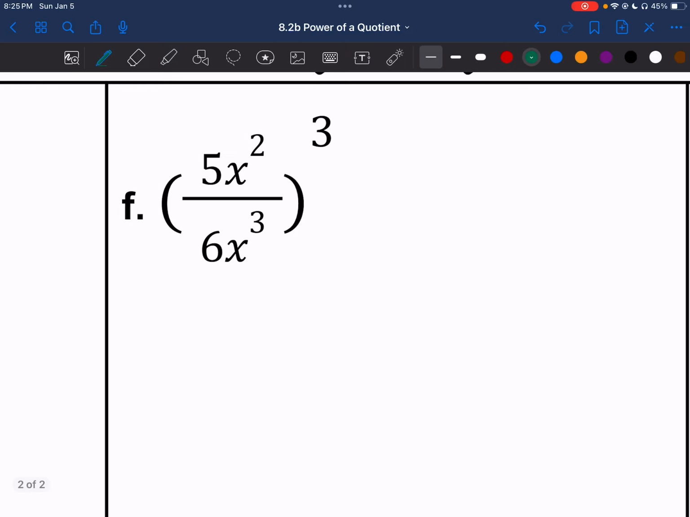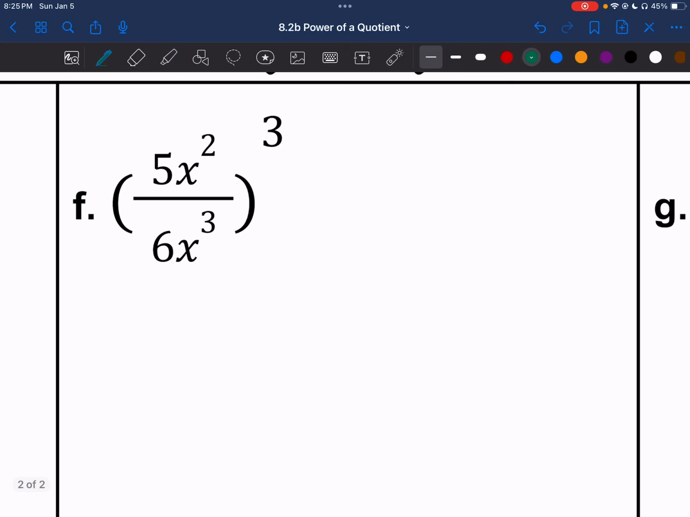Right. Letter F. We have 5x squared over 6x cubed, all to the third power. Again, I'm going to simplify where I can. And so 5 over 6, nothing changes. My variables, x squared, x cubed, there are more x's on the bottom than there are in the top. And so I do the subtraction, and I get just an x, and that whole thing is being raised to the third power.